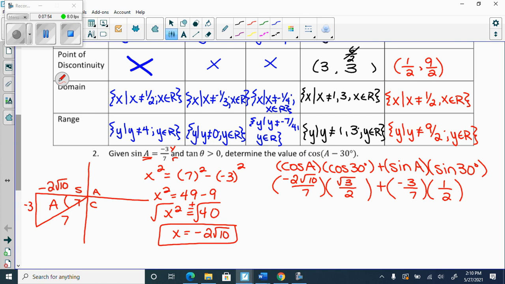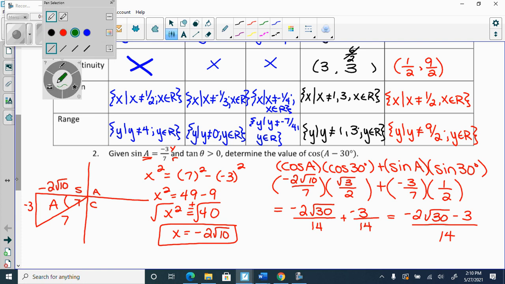Now when you use these sum and difference formulas of cos and sine, remember the great thing about them is they have common denominators. Every single time. If they don't, there's an oopsie. So we're going to go negative 2 root 10 times root 3 is root 30, which does not reduce, over 14, plus negative 3 over 14, and then we just write them together. Negative 2 root 30 minus 3 over 14, and we're done, because unless you can take a number out of all three, you can't simplify it. So I'll show you what I mean. Unless you can take a number out of here, here, and here, which we can't do, we're done.